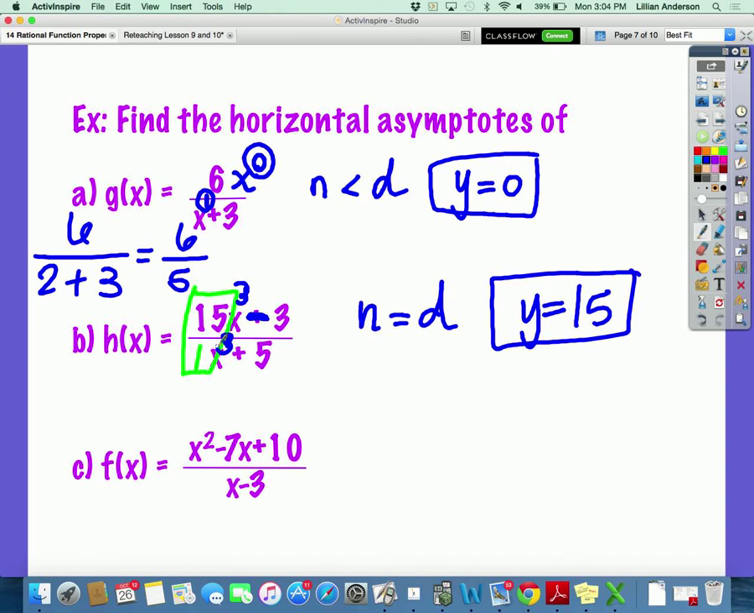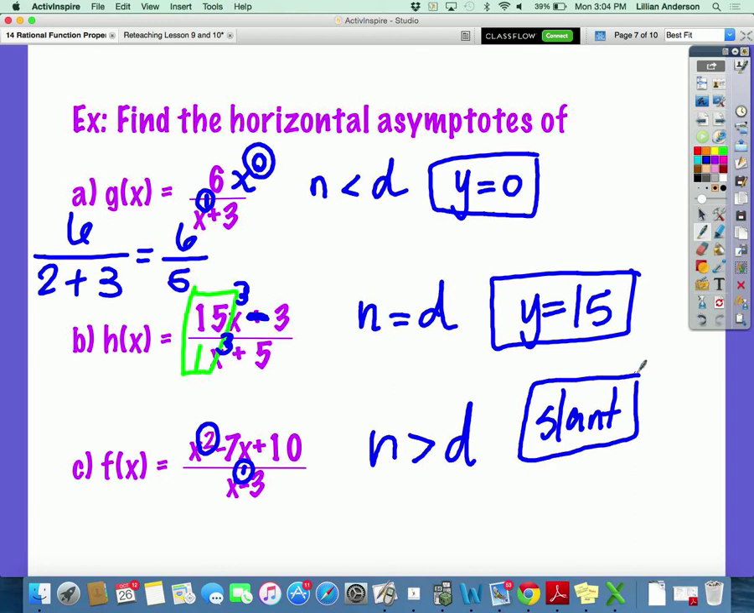What about this one here? What's the degree of the numerator? 2. What's the degree of the denominator? 1. So the numerator is bigger, so there is no horizontal asymptote, there's actually a slant. To find out what that slant asymptote is, we do synthetic division. This is pretty much division. It's x squared minus 7x plus 10 divided by x minus 3.